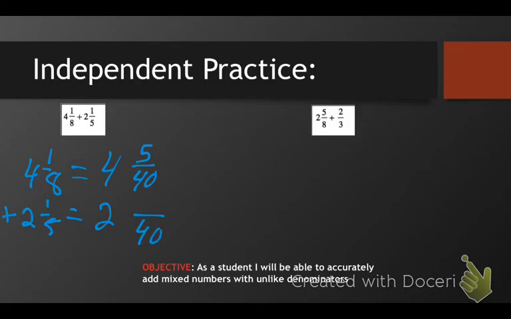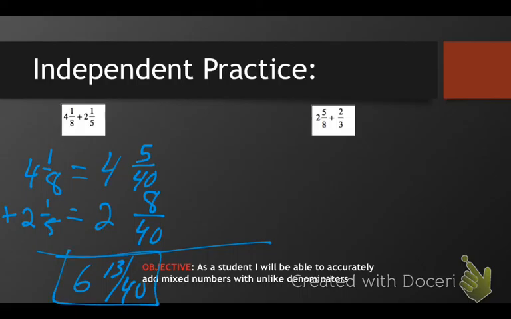Sorry, this common denominator is 40. Multiplied by 8, that's going to be 8 at the top. 1 times 8 is 8. Go ahead and add 6 and 13/40. And guess what? That is already simplified. You are done. That's number 1.